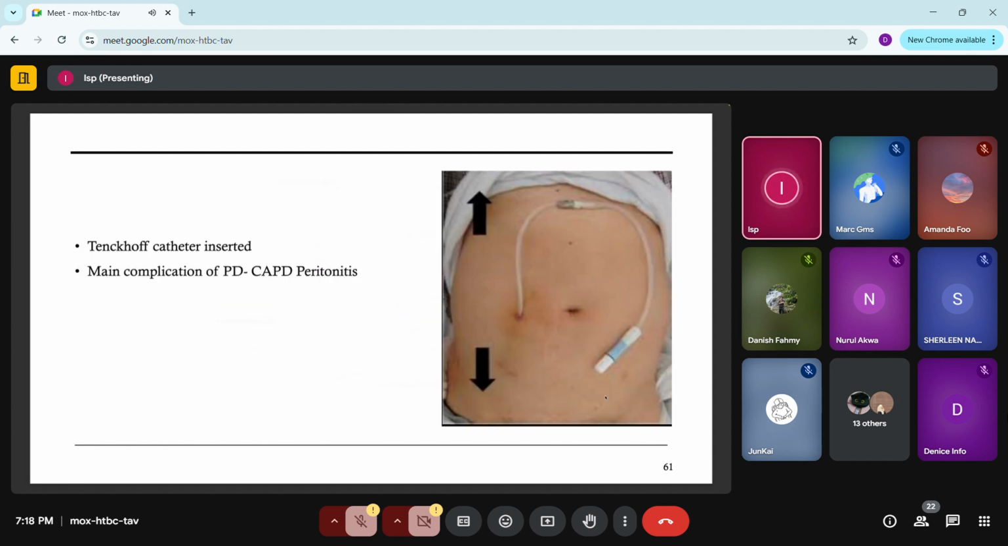This is how it looks like. You see the catheter placed in the abdominal cavity, but the main complication will be infection of your peritoneal catheter. You get CAPD peritonitis.